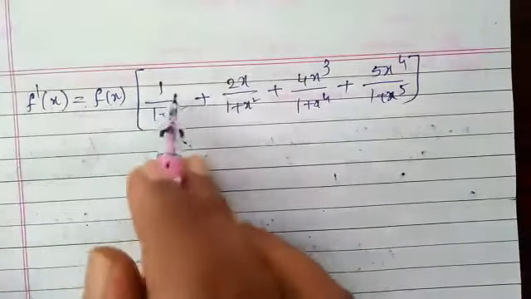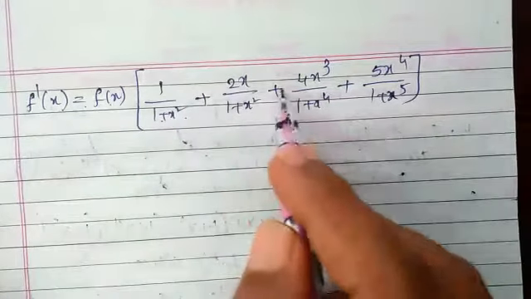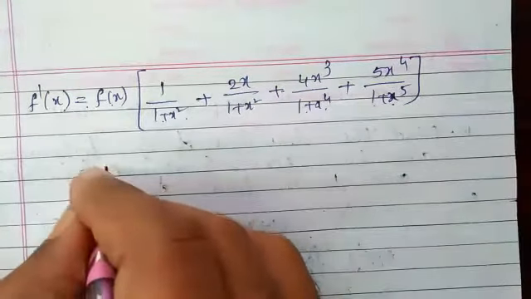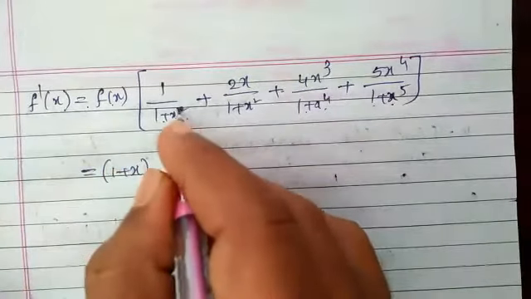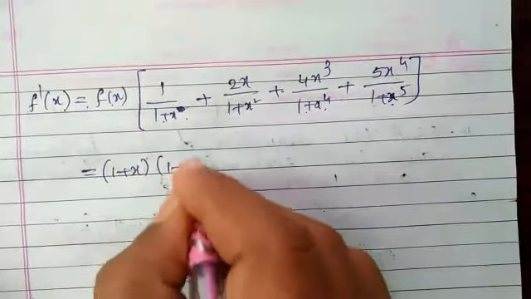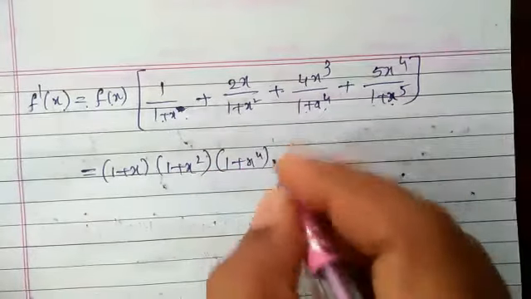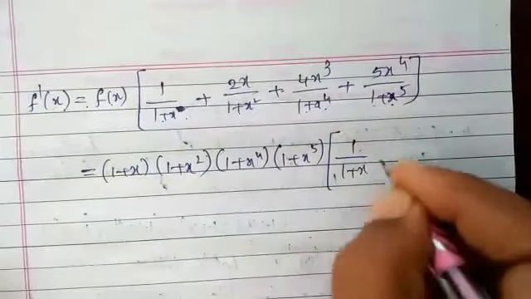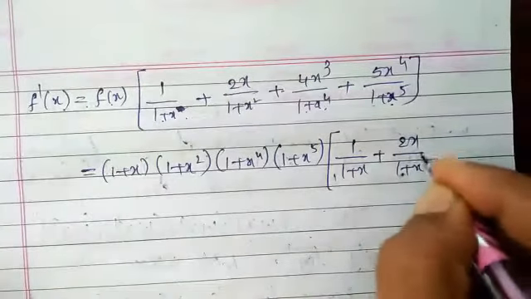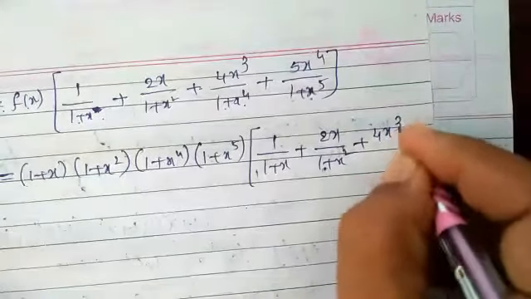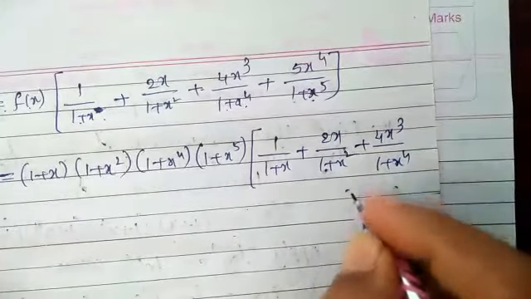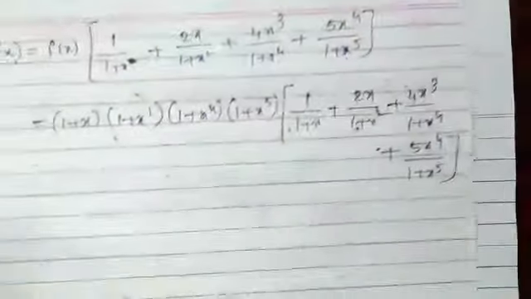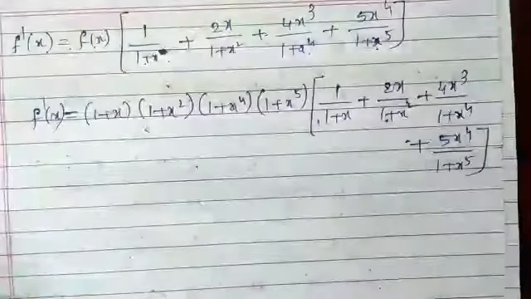f'(x) = f(x) times [1/(1 + x) + 2x/(1 + x^2) + 4x^3/(1 + x^4) + 5x^4/(1 + x^5)]. Here f(x) means (1 + x)(1 + x^2)(1 + x^4)(1 + x^5), times the bracket of 1/(1 + x) + 2x/(1 + x^2) + 4x^3/(1 + x^4) + 5x^4/(1 + x^5). This is the resultant of f'(x).